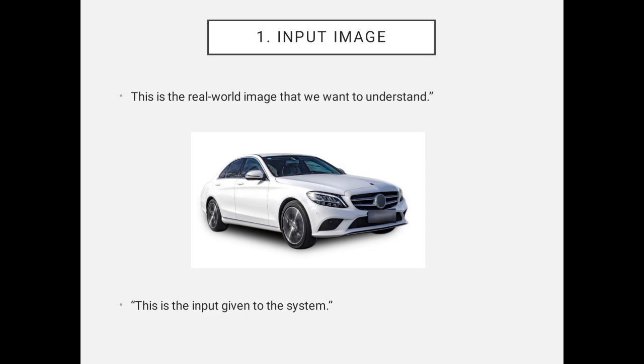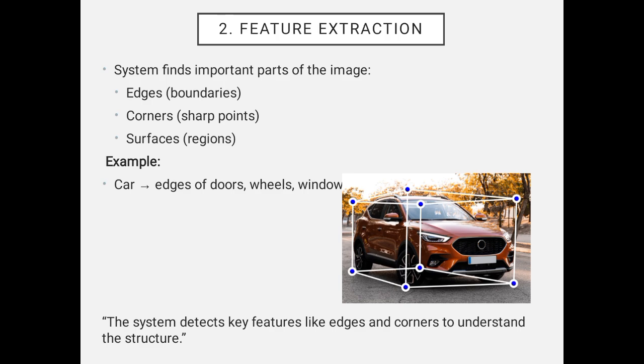The next step is feature extraction. In this step, the system extracts important features from the image. These include edges, corners, and surface regions. For example, in a car, we can see that the edges of the wheels, doors, and windows are detected. This step reduces the complexity of the image by focusing only on important structural details. Algorithms like edge detection and corner detection are usually used here.